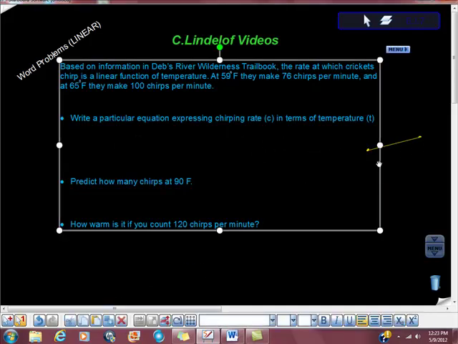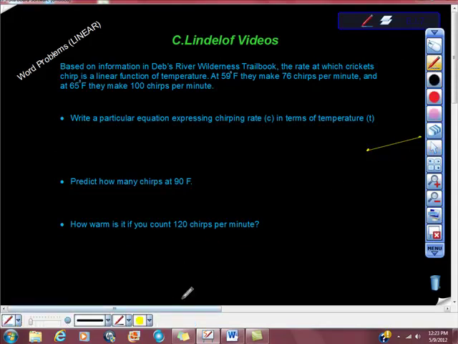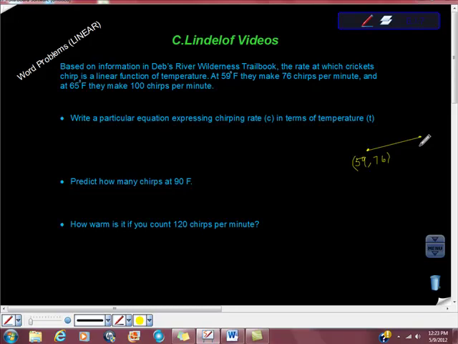So what I did over here, sorry you guys, I just started to do my work here. At 59 degrees, it's a linear function, we get 76 chirps. At 65 degrees, we get 100 chirps. Because I know this is linear, I just set up my slope function and said, well, I know that slope is equal to y sub 2 minus y sub 1 over x sub 2 minus x sub 1.